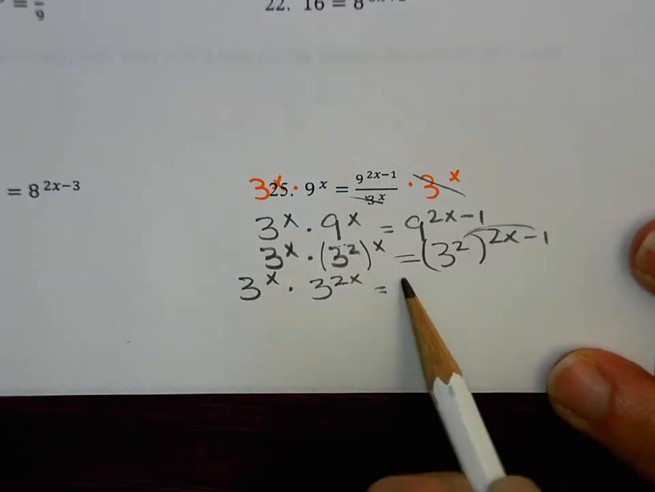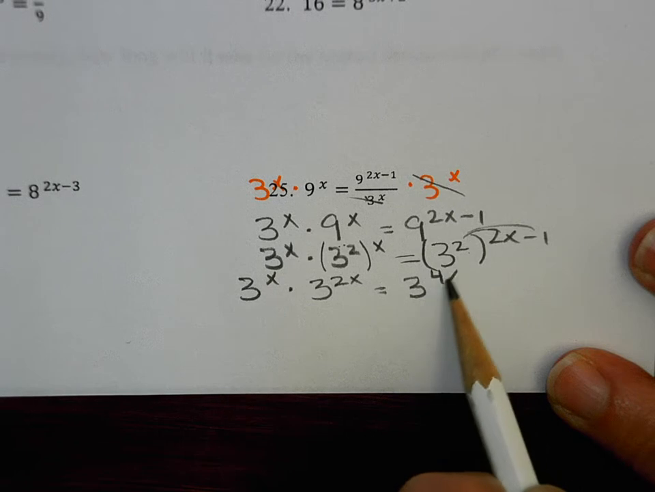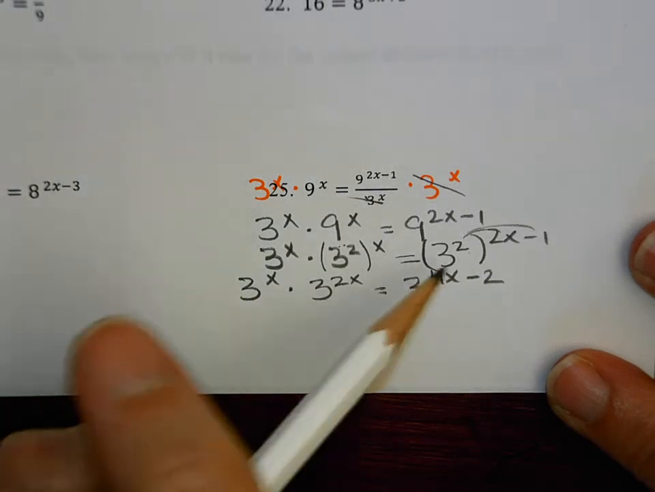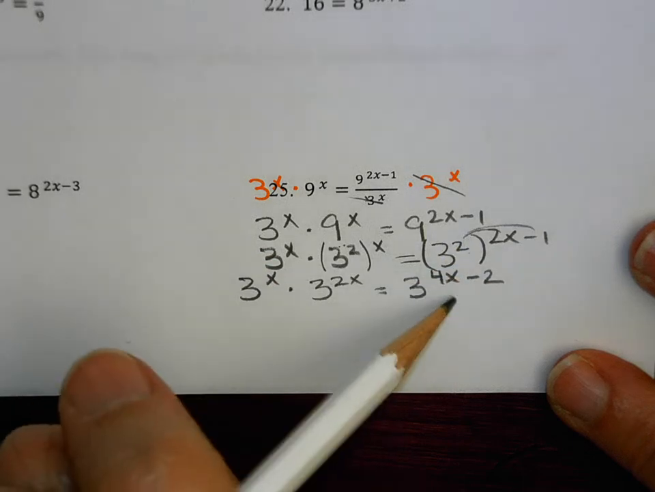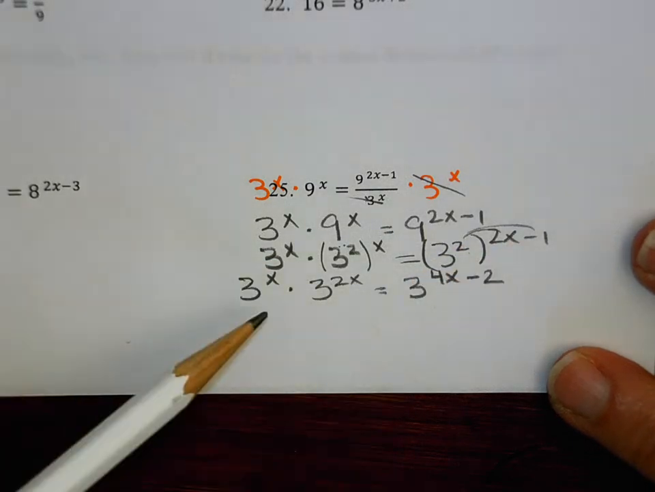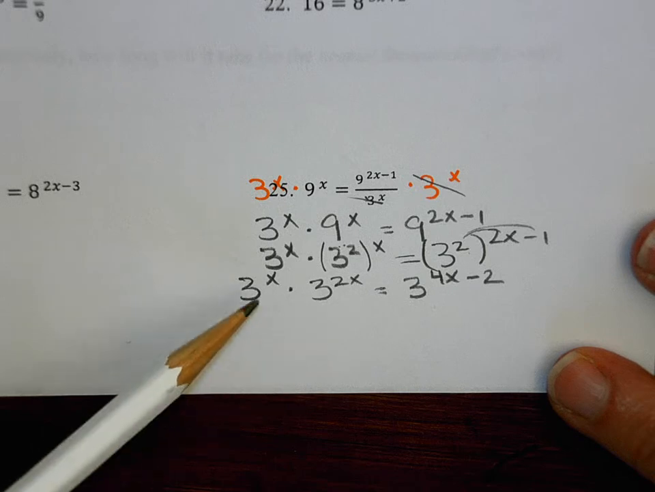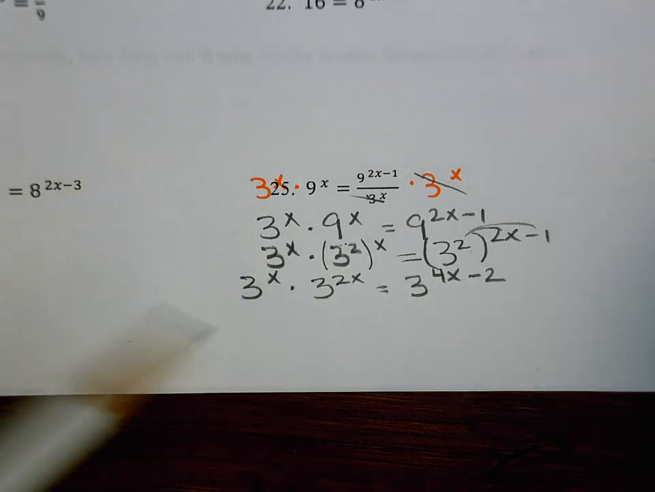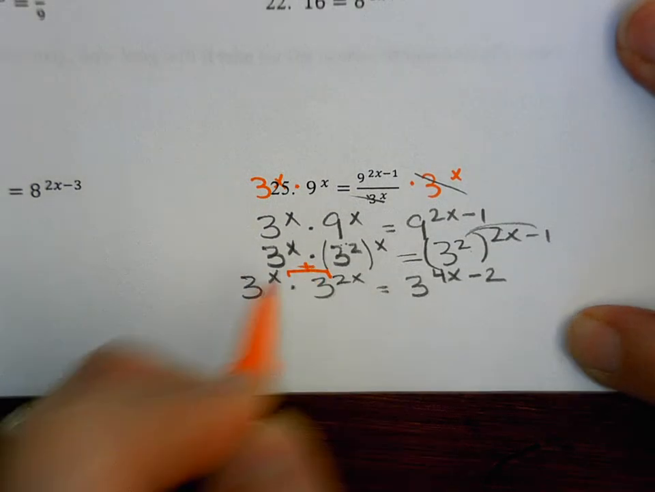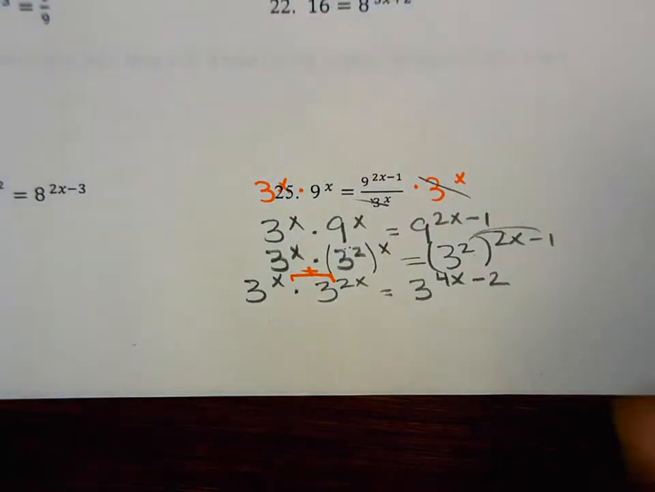So I'm going to distribute that in. So 2 times 2x minus 1. So 2 times 2x is 4x. 2 times negative 1, negative 2. And then finally here I have my common bases, so I can add my powers together. So whenever we're multiplying, we add, right? So I have 1x plus 2x.